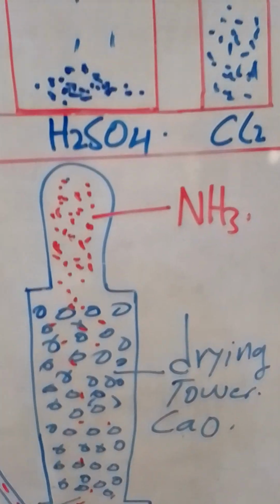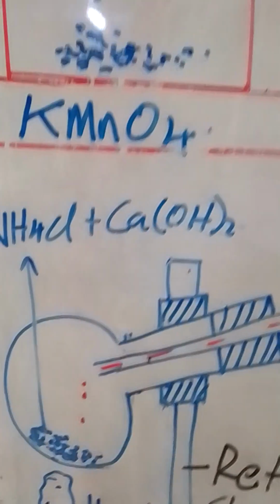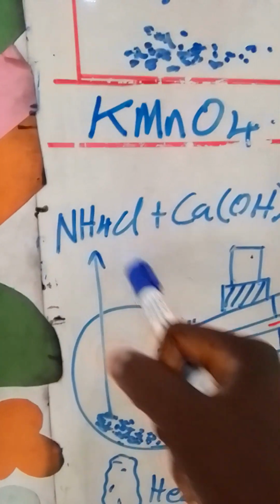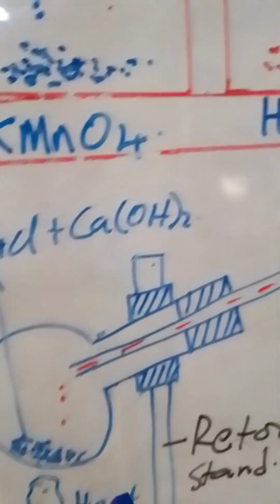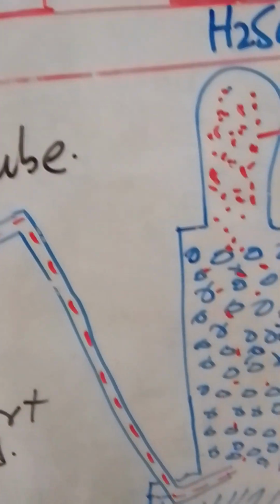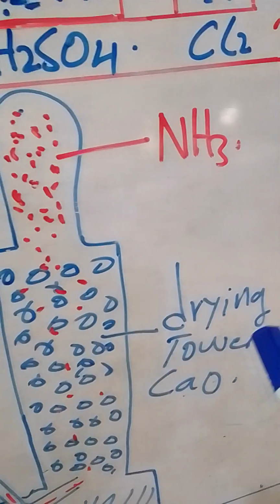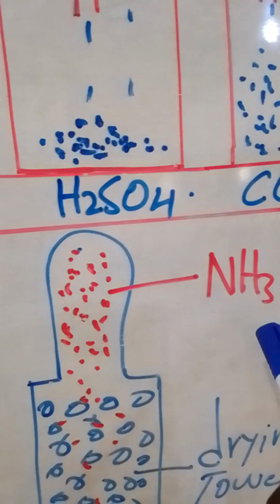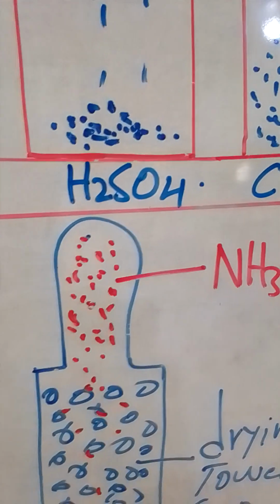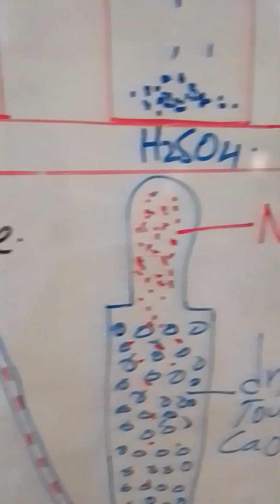Of ammonia. Laboratory preparation of ammonia. So how is ammonia prepared? It's ammonium chloride reacting with calcium hydroxide. You heat up the mixture a little bit, and the gas that is produced moves into the drying tower. The drying tower contains calcium oxide, and this ammonia is collected by upward delivery because it's lighter than air.